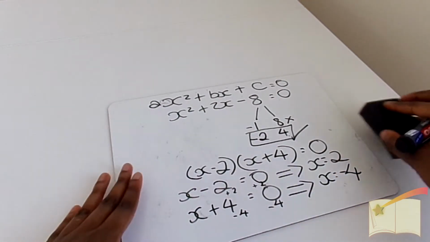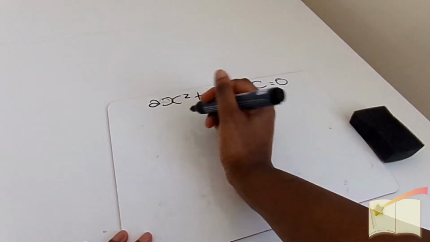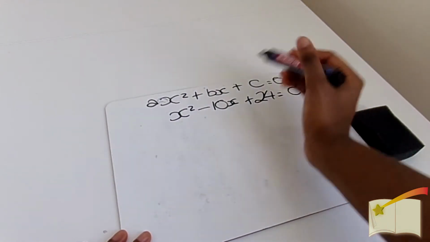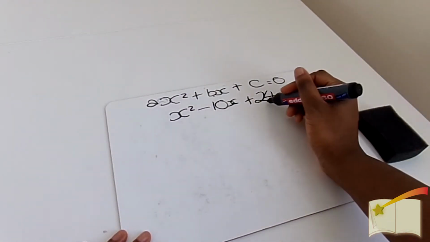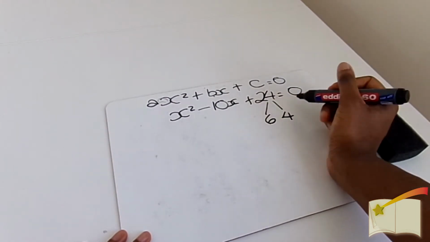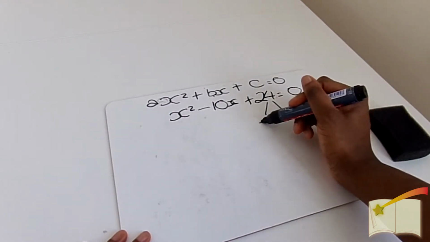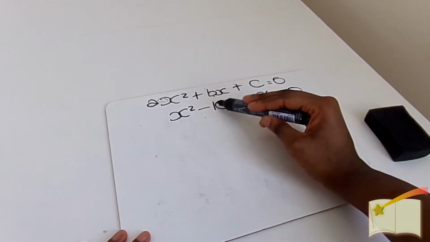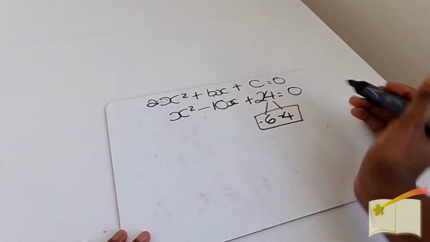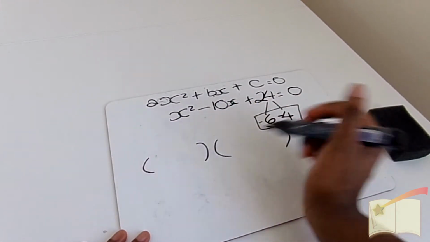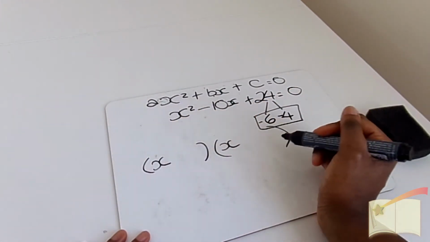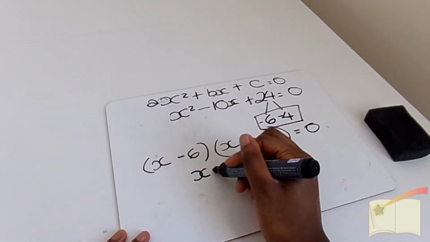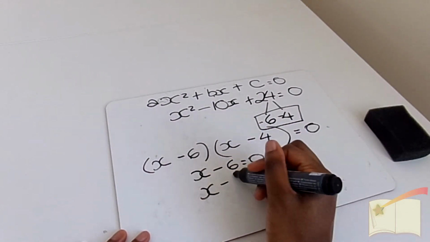Now let's try another example. x squared minus 10x plus 24 equals 0. My two factors that multiply to give me 24 are minus 6 and minus 4. The reason why they are negative is because these two factors also need to add to give me minus 10. So if you put them into brackets, x minus 6, x minus 4 equals 0. This is then solved to give me x equals 6 and x equals 4.